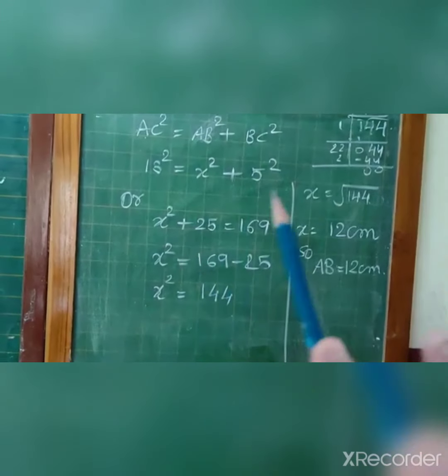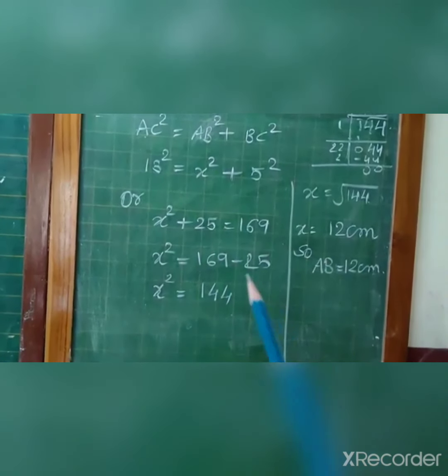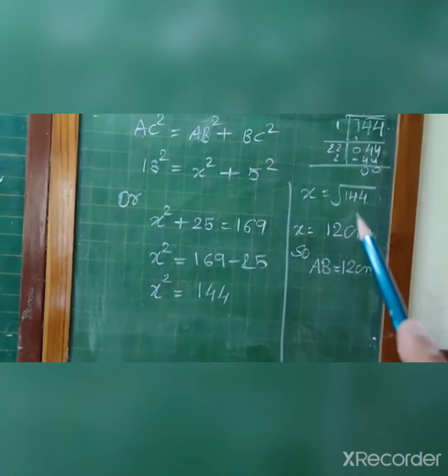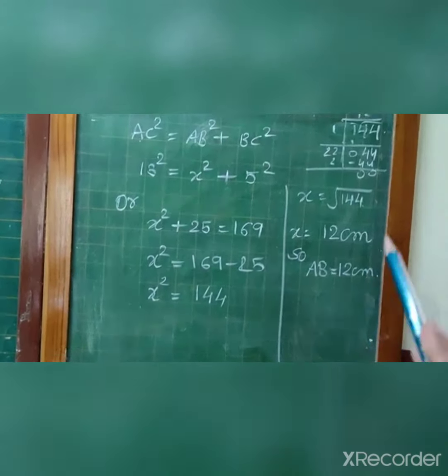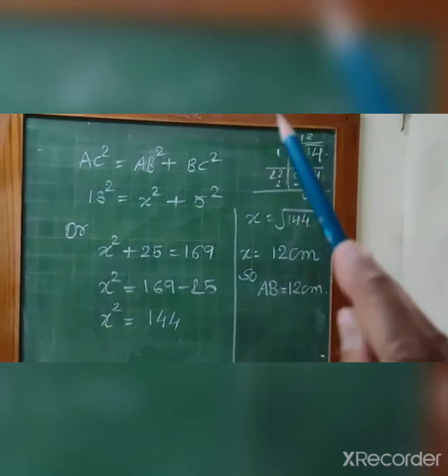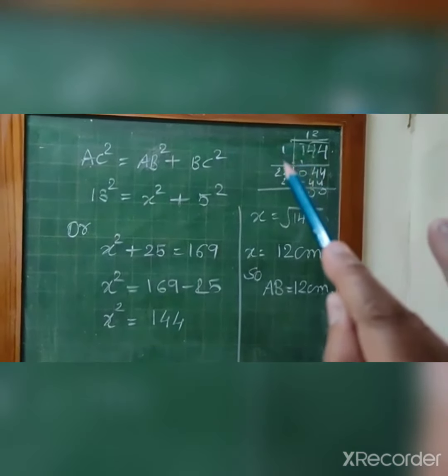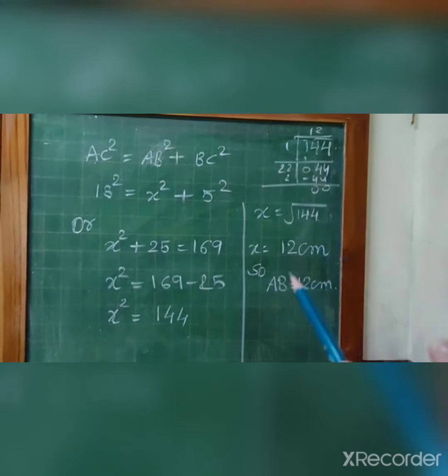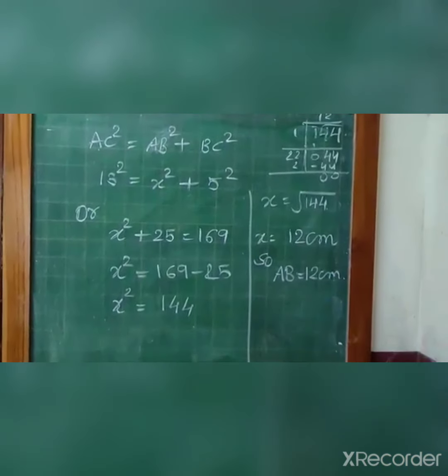Adding 25 to the opposite side of the equal sign, 169 minus 25, X square equals 144, X equals square root of 144, already explained. Now by the division method you can calculate the square root of this. 1 ones are 1, keep this one in your mind, 1 and 1 is 2, now 2 2s are 4, 2 2s are 4. So 12 centimeter, so AB equals 12 centimeter.